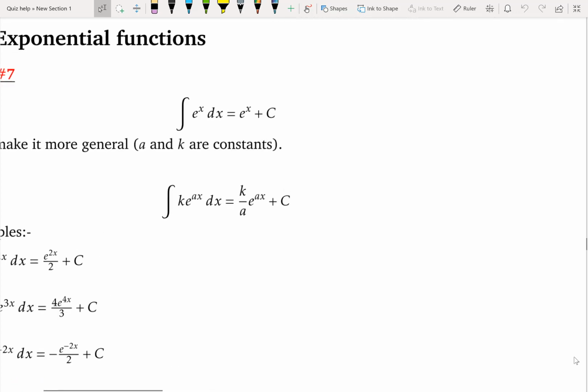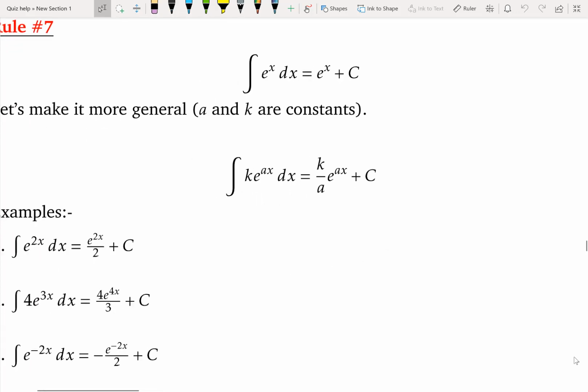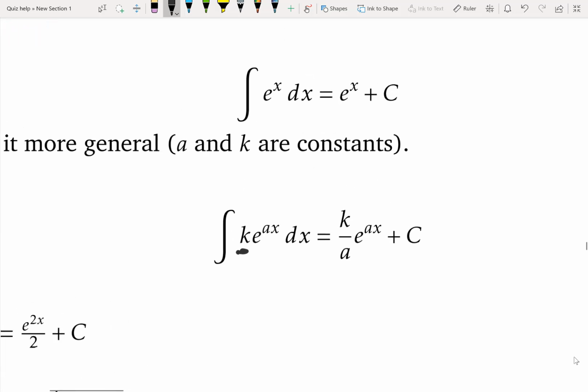According to rule 7, the integral of e to the x is e to the x plus an arbitrary constant c. That's easy, right? But this video is still very important because I'm going to explain a very important thing. How about if the exponential function is multiplied by a constant k outside? That means the whole exponential function is multiplied by k. Understand that very well. But not only that, inside the exponential function you have x, and that x is also multiplied by a constant a. When you have that, what can you do?